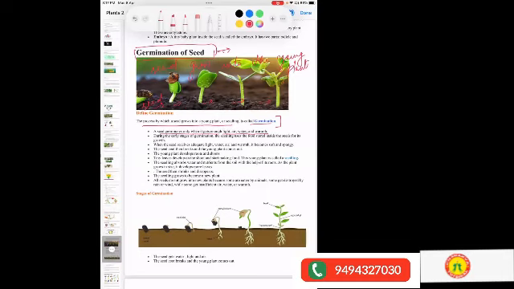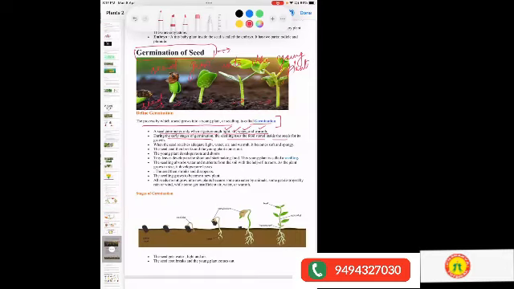So all these conditions are required: light, air, water, and warmth. During the early stages of germination, the seedling uses the food stored inside the seed. You might have noticed in yourself when you were small, you used to drink the milk from the mother, right? From the body of the mother.